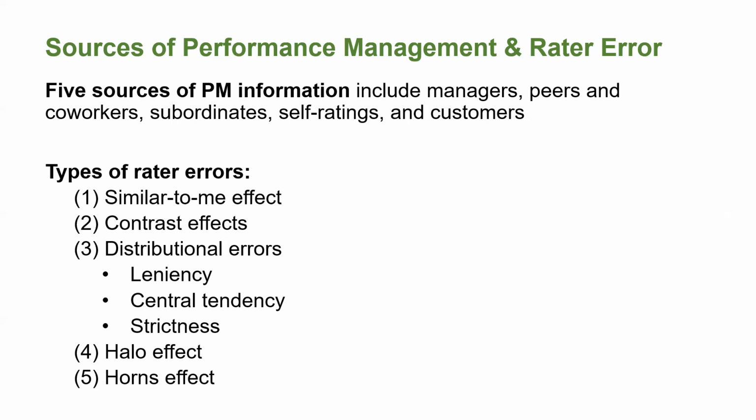Conversely, the horns effect occurs when you focus on one negative characteristic or attribute and then rate a person more unfavorably in all other factors because of that one factor. So, for example, rating someone very low on all factors because you think they're arrogant.